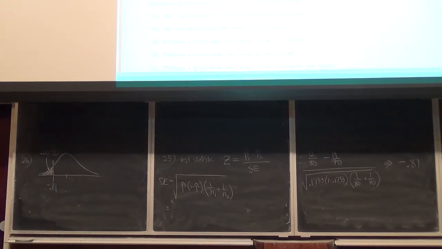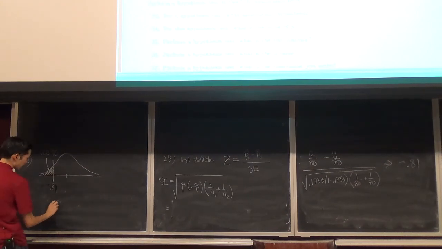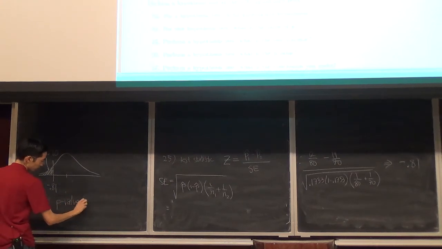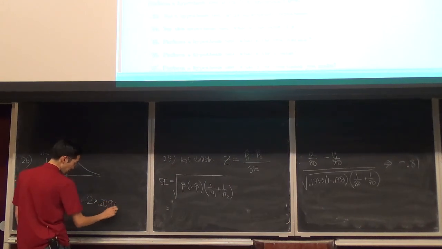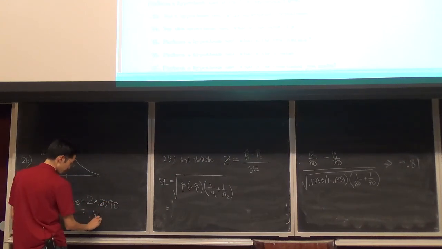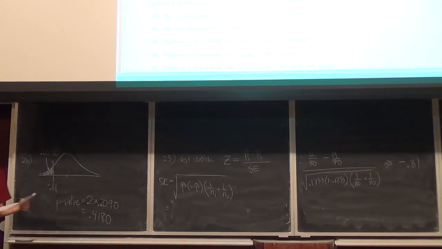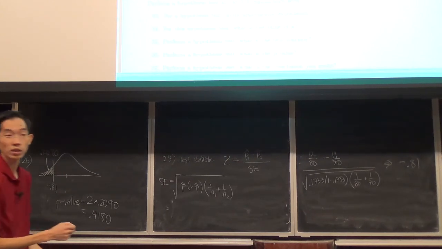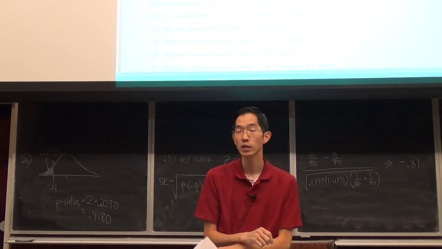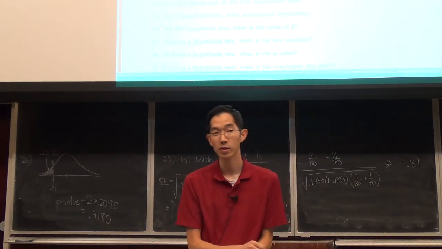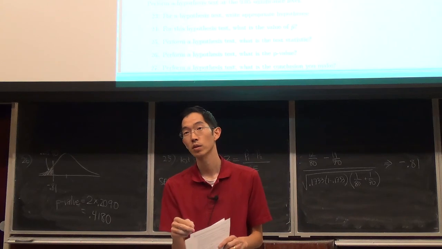Do I have a one-tail or a two-tail test? Two-tail test. So my p-value is going to equal 2 times 0.2090, and I get 0.4180 as my p-value. Why is it a two-tail test? What was my alternative hypothesis? It was P1 minus P2 not equal to 0. Anytime you have not equal to 0 in your alternative hypothesis, it is a two-tailed test. That's the rule.